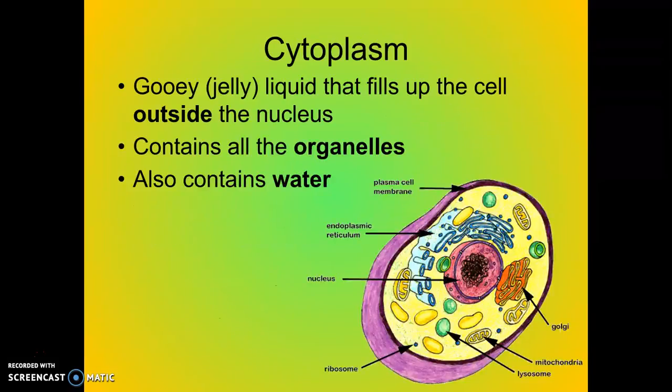So the first one we're going to talk about is the cytoplasm. This is the one most kids know off the top of their head. It's kind of that jelly-like liquid or gooey part that fills up the cell outside the nucleus. It's kind of a cushion, holds all the organelles. It also contains a lot of water, which gives it that gooey part. And if you look at the picture, it's all of the yellow portion outside of the organelles.